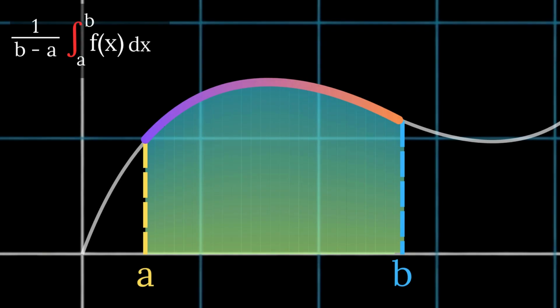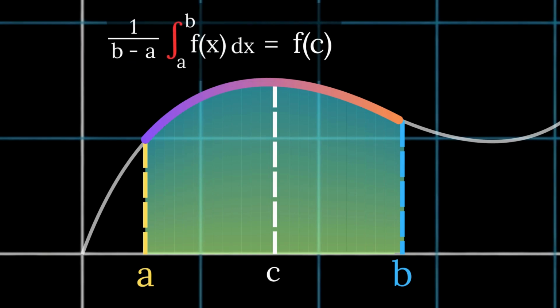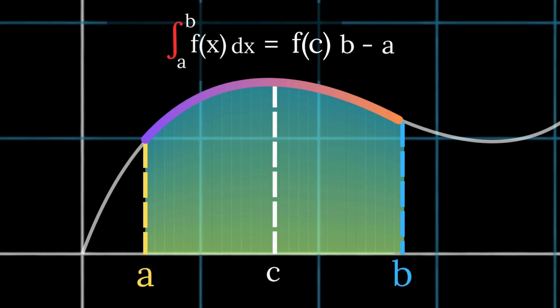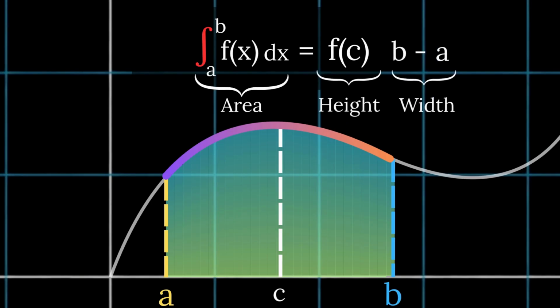I want to take a moment and sidestep from this and go to the mean value theorem for integrals. Let some value c be an input on the interval from a to b, such that f of c, its output, represents the average value of this function, which is exactly what we found before. If I set these two equal to each other and multiply both sides by b minus a, we get f of c times b minus a is equal to the integral of f of x dx from a to b. The integral expression is the area under the curve, and f of c is essentially a height, and b minus a is a width. Multiplying f of c and b minus a gives you the area under the curve.